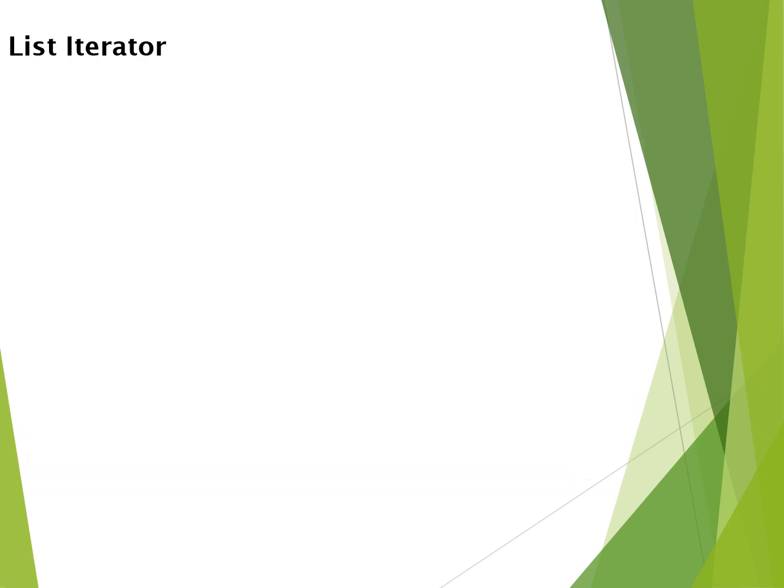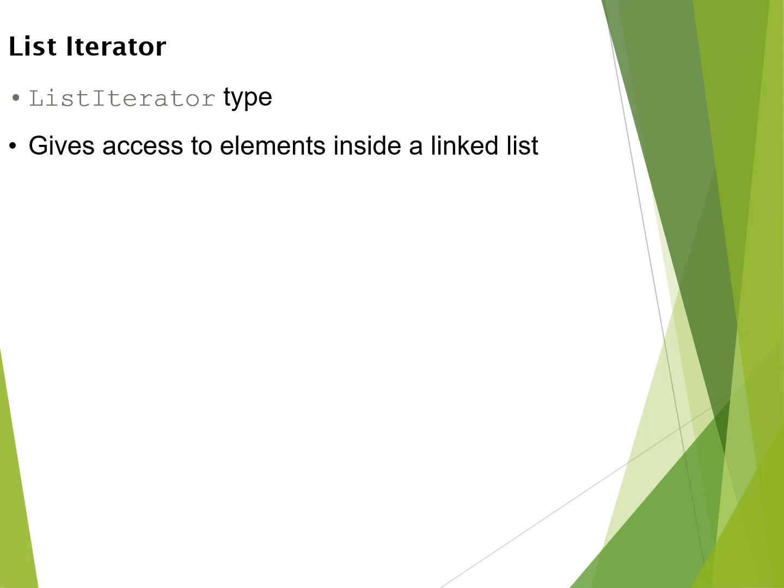So let's see what a list iterator is, how it works, and what the motivation of using a list iterator is. First of all, list iterator is a generic class that you can specify a type in which the list iterator operates on using the open and closed angle brackets, similar to what we had for linked list.